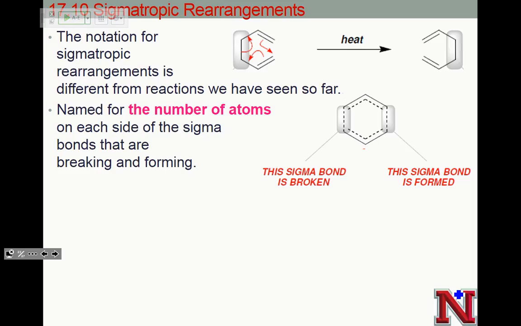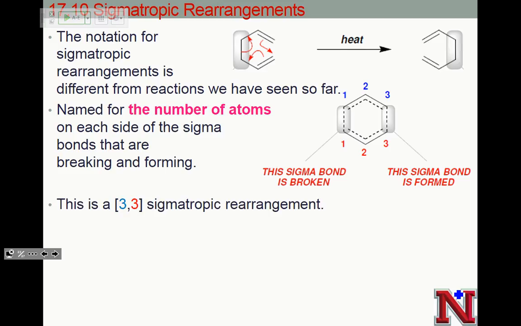The common naming for this is the number of atoms on each side of the sigma bond that's being broken and formed. So in this case, we have 3 carbons on one side of the bonds being broken and formed, and on the other side we have 3, so this is a 3,3 sigmatropic rearrangement. So the naming is very straightforward as far as the systematic naming. If you can figure out which bonds are being broken and formed, you can name these.